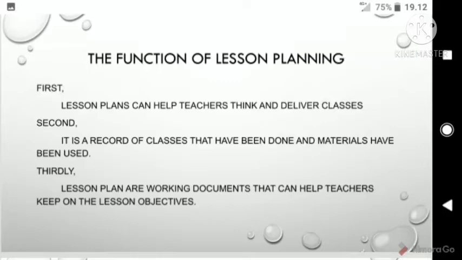And the third, lesson plans are working documents that can help teachers stay on the lesson objectives. Sometimes teachers cannot finish all the material that they have prepared for the students. However, the teacher can keep it in the lesson plan and teach the students in the next class or in the next week.